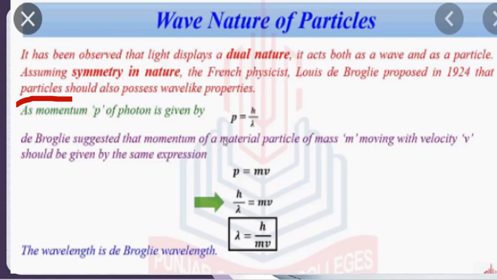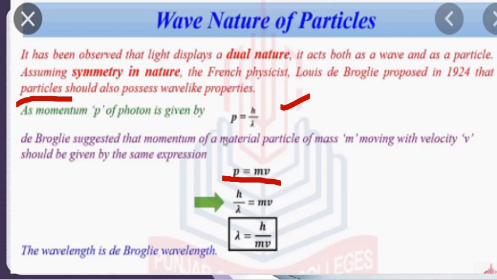A photon is the quantum of energy. Now, de Broglie suggested that the momentum of a material particle having mass m and velocity v can be given as momentum equal to mv. You can see above that when it was a wave, momentum was taken as h over lambda, and when it behaves as a particle, it has momentum mv.